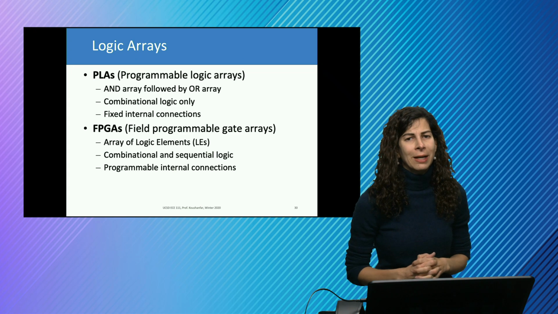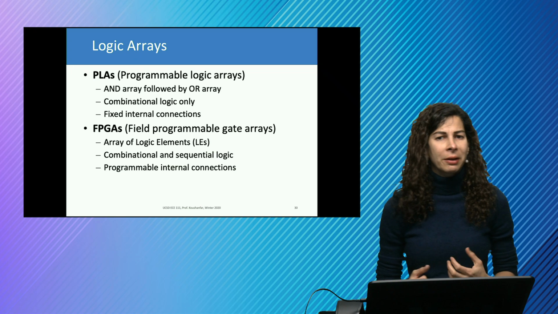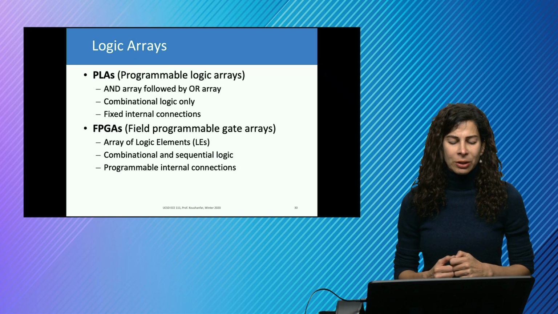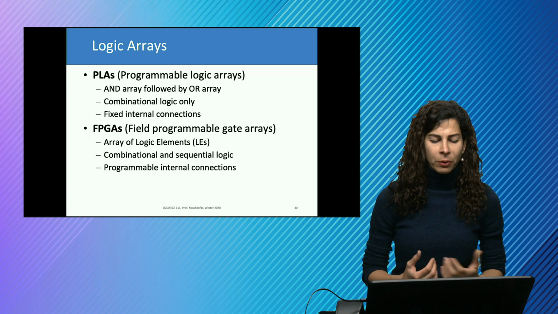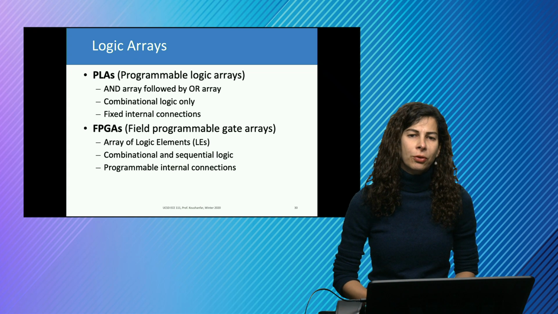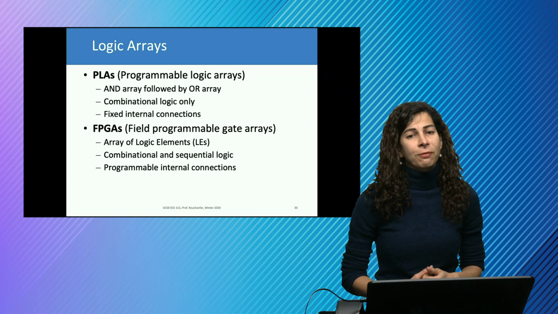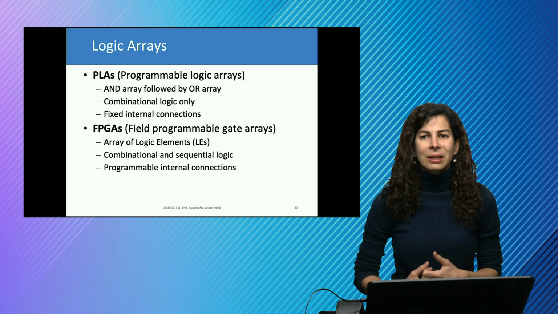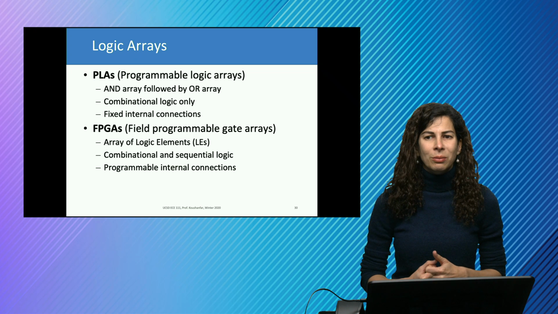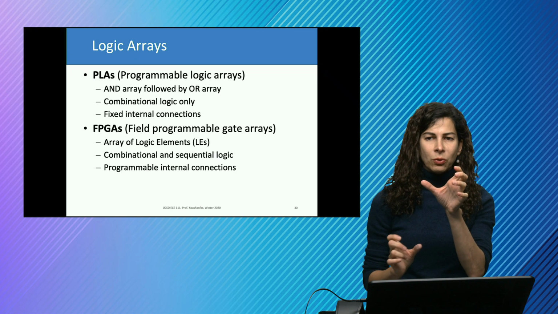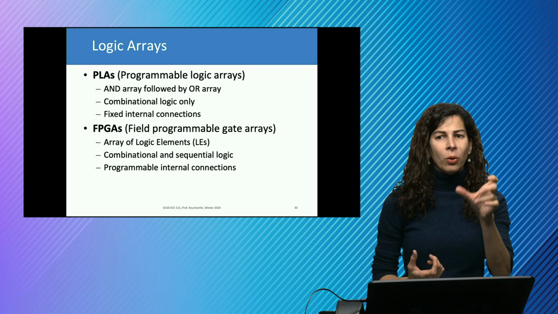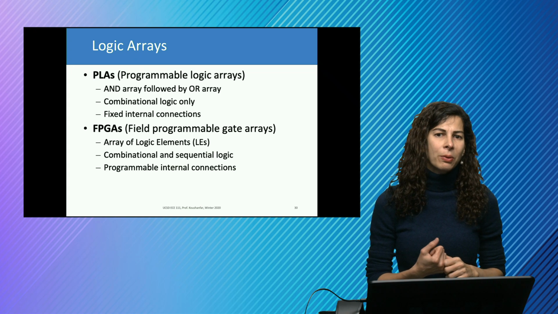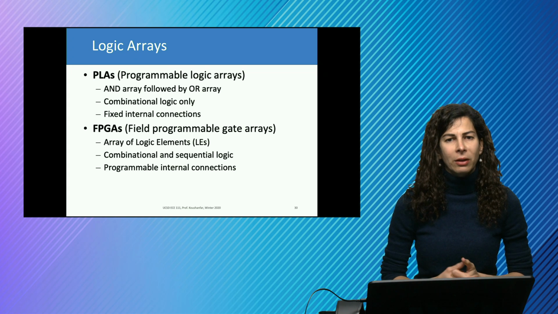There are two kinds of devices that are using this notion of a logic array. The first type is a programmable logic array, which is an AND array followed by an OR array, and this is only useful for combinational logic. This has fixed internal connections. As you probably have seen before, any Boolean logic can be written in terms of clauses of AND and OR, and this is a very old construct. The PLAs were popular in the 70s, where people used them to implement any Boolean logic.